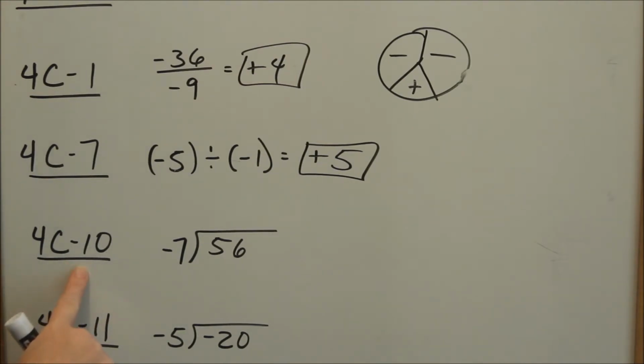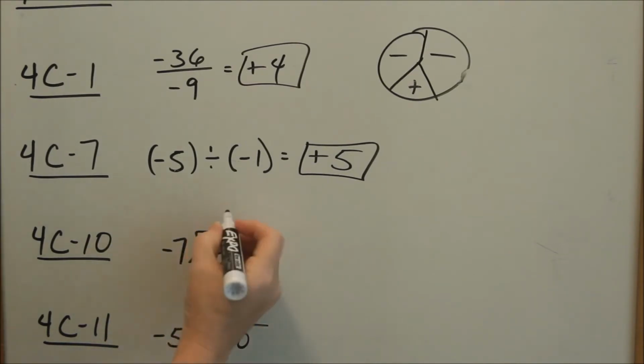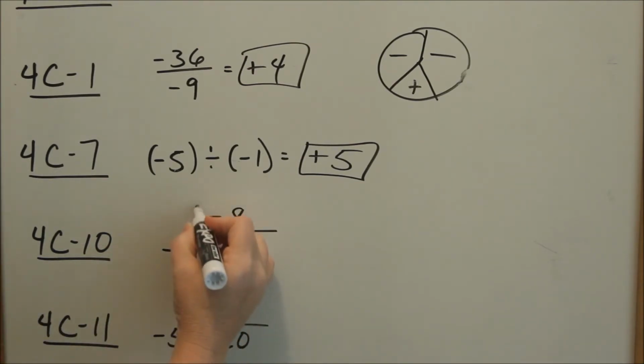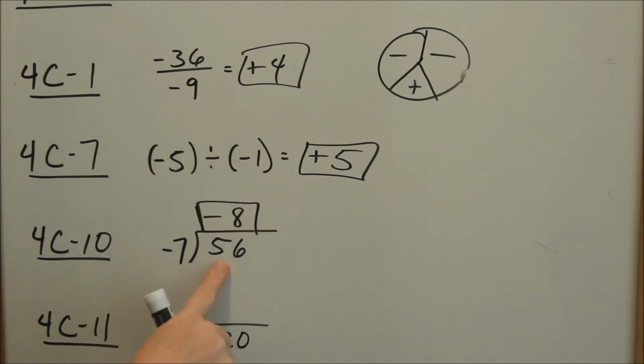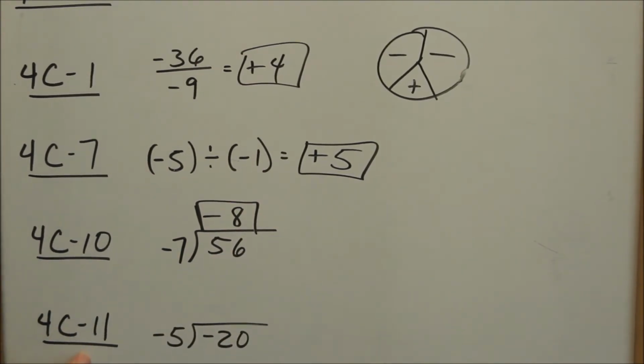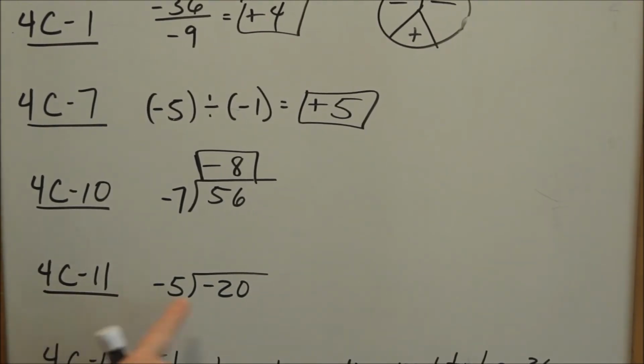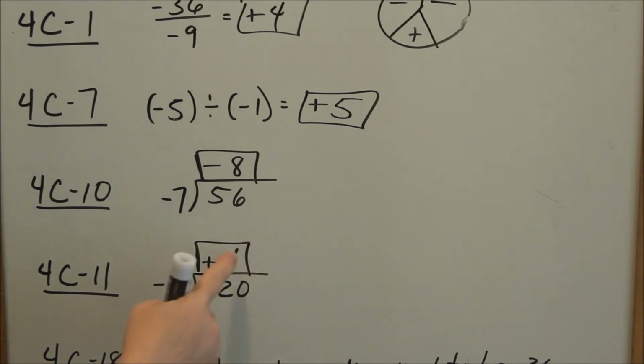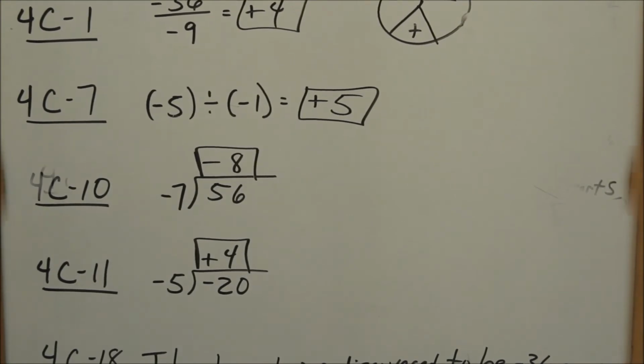Looking at 4C number 10. This is 56 divided by negative 7. So a positive divided by a negative is a negative answer. 7 goes into 56 8 times. So again, when there's no sign, that's an implied positive. Look at 4C number 11. A negative divided by a negative. So two wrongs make a right. A negative divided by a negative is a positive. And 20 divided by 5 is 4. 4 times 5 is 20. You can check yourself with multiplication.